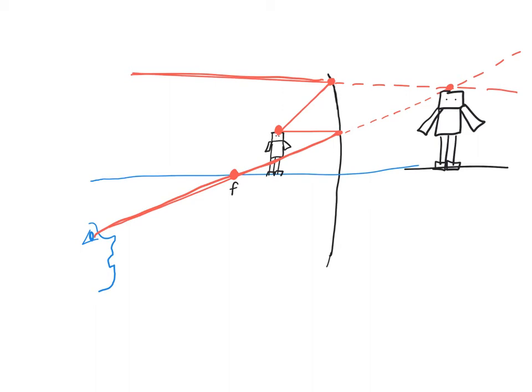Okay, so is the robot going to be real or virtual? He's going to be virtual. Is he going to be upright or inverted? Upright, good. Okay, and is he going to be bigger or smaller? Bigger, okay, larger. Good. Okay, this is kind of fun.